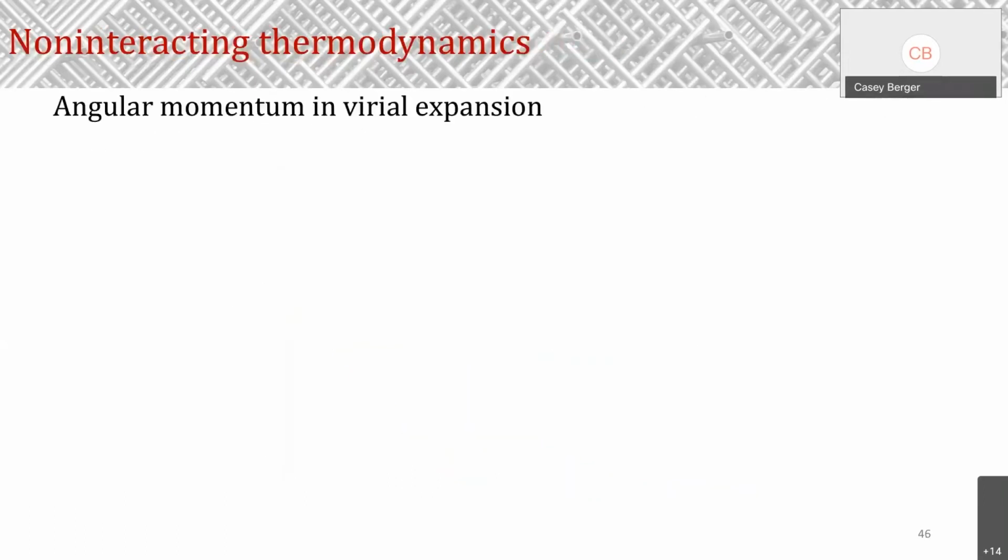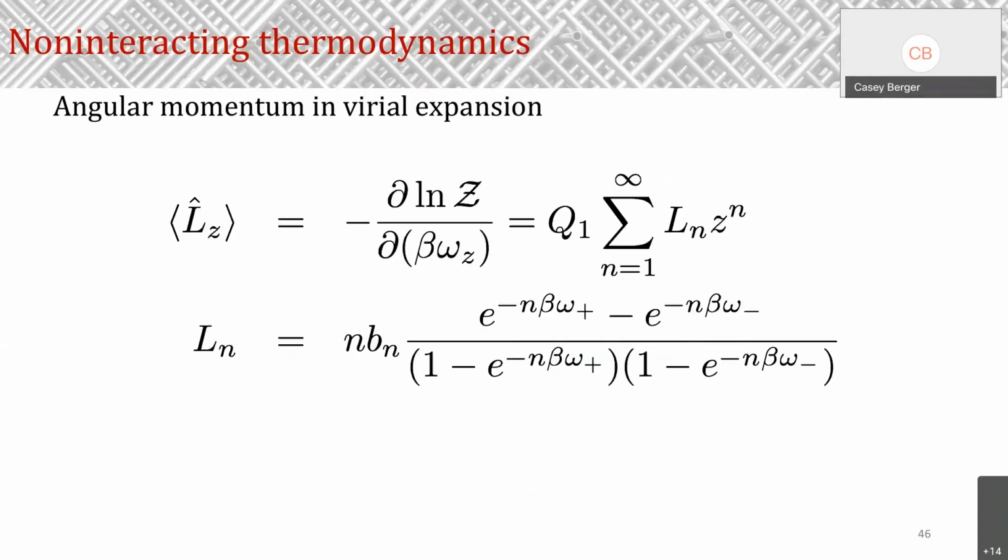Okay, so I mentioned before that we could compute the thermodynamic quantities using these virial coefficients. This one is the angular momentum expressed using these coefficients, b sub n. We were able to calculate this just by taking the appropriate derivatives of log z, in this case the derivative with respect to the rotation frequency. Now, in theory, this can be computed exactly, but it does involve, again, an infinite sum. So in reality, we can compute this to arbitrarily high precision, so arbitrarily high n.